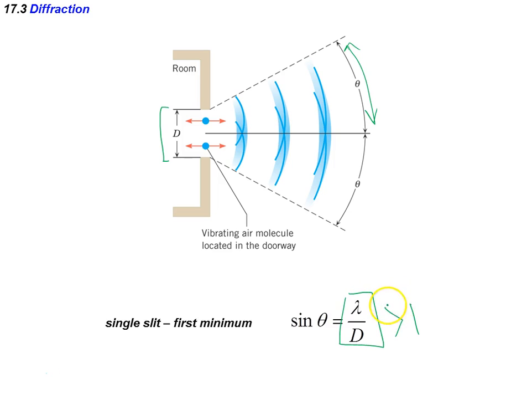However, if the wavelength is smaller than D, and say it's half the size, well then we get sine of theta is equal to 1/2. So we know theta is going to equal 30 degrees. And so we know that the angle here is 30 degrees and the angle here is 30 degrees. And so we're going to open up in a total of a 60-degree angle out of the opening if the wavelength is half of the opening distance.